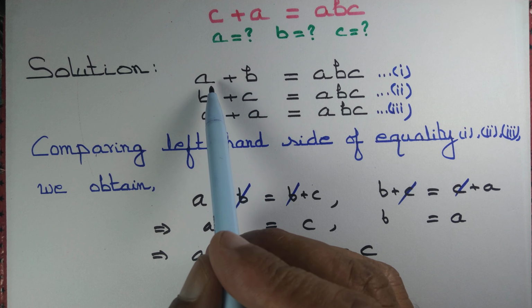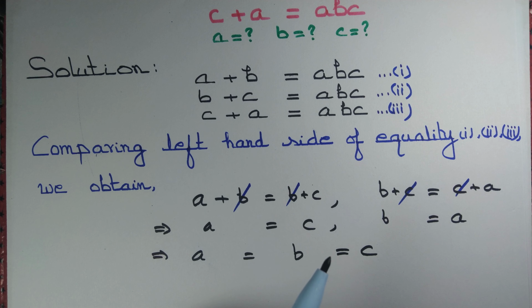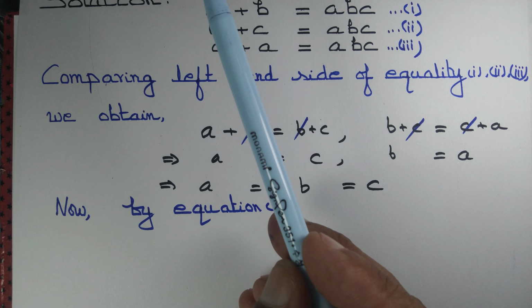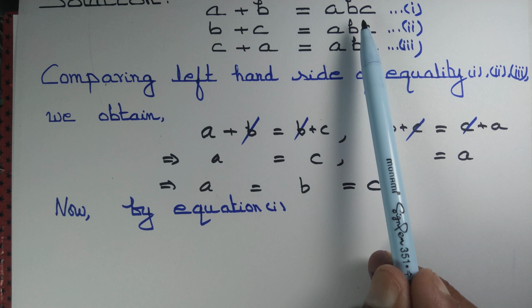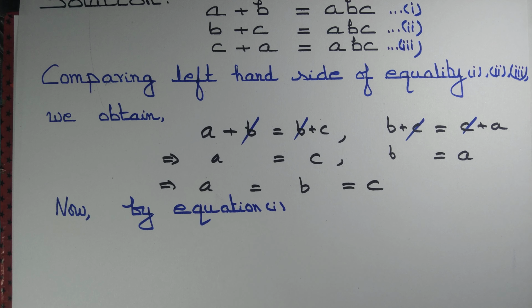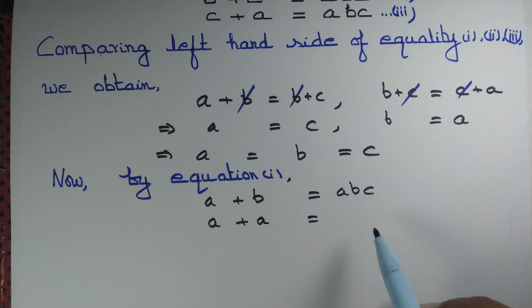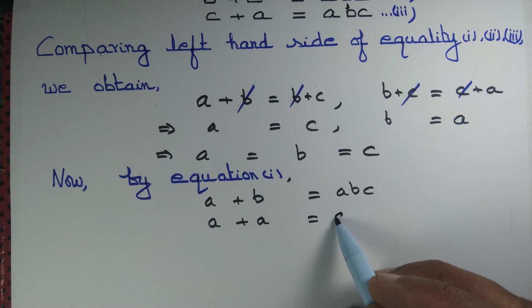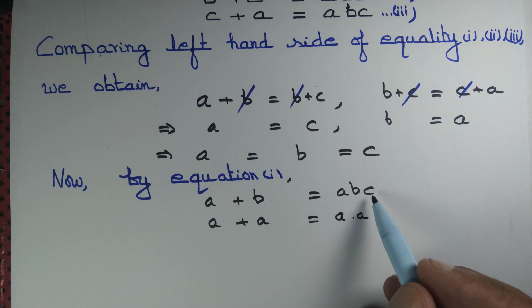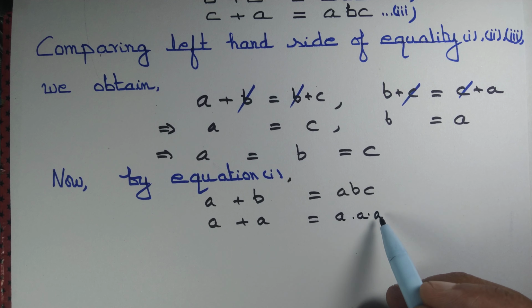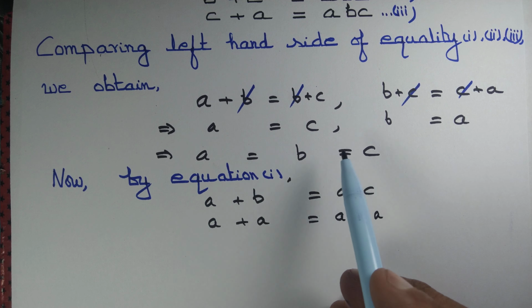Next, let's use equation 1 once again. In equation 1, we got a plus b equal to abc. But just now we have observed that a and b and c have to be equal. So let's write a instead of b because b equal to a. And let's write a instead of c because c is equal to a.